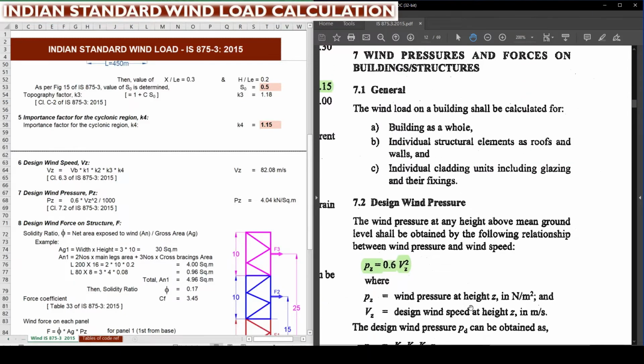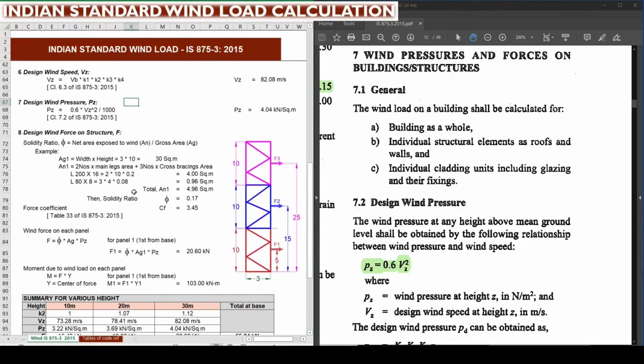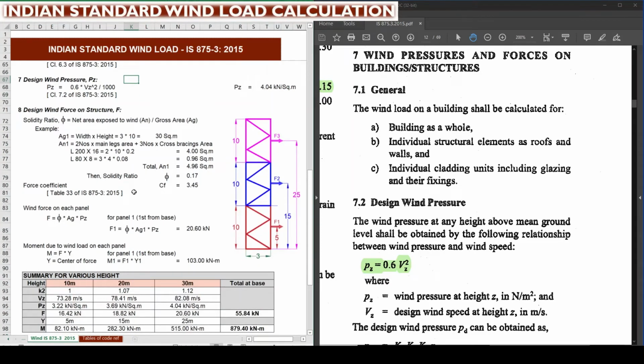So here the wind pressure at height Z is in Newton per meter square. We are dividing this value by 1000 to get kilonewton per square meter. Simply applying this Vz value in this formula, we are getting 4.04 kilonewton per square meter. Next we need to apply this design wind pressure to a structure. So how are we going to apply it? Let's see that.